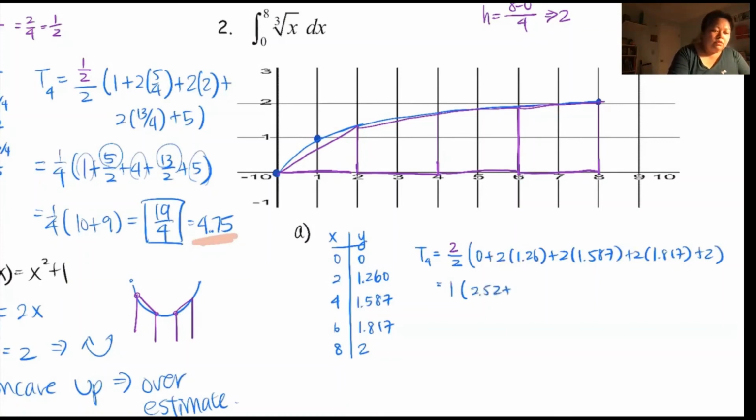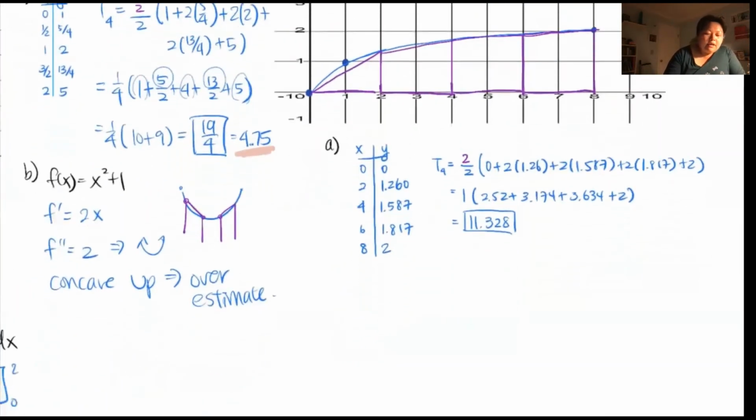1.587 times 2, I get 3.174. And then 1.817 times 2, I get 3.634 plus 2. So that gives me, oops, I don't need that parentheses anymore. All right, so if I add them all up, I get 3.174, I add 2.52, I add 2, I get 11.328. Okay, so that's my approximation. Remember we had to round, so I'm sure my answer later will have to round a little bit too.